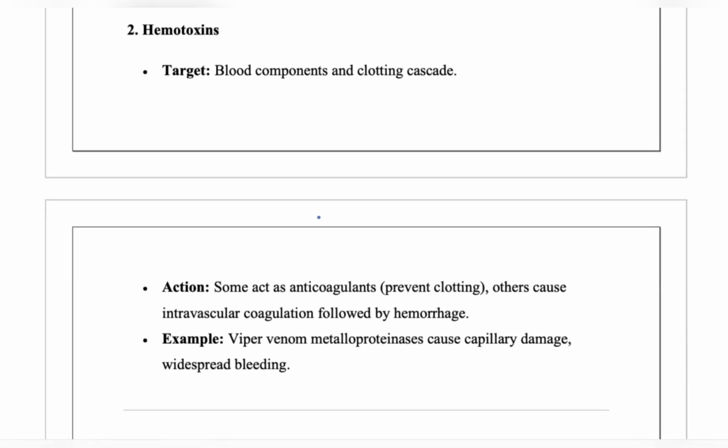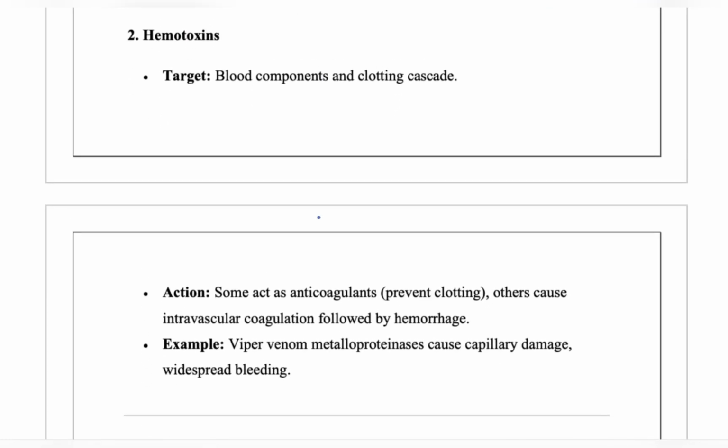Now let's come to the hemotoxins. For hemotoxins the target is blood components or the clotting cascade, because we are talking about the blood cells. As for action, some act as anticoagulants, that means they will prevent clotting, so a lot of bleeding will occur, right? Others will cause intravascular coagulation followed by hemorrhage. Sometimes if there is a wound, the bleeding will not stop. That is the case of the anticoagulant. There is no coagulation, but sometimes inside the vessels there are clots, right? So these are two things that the venom can do.